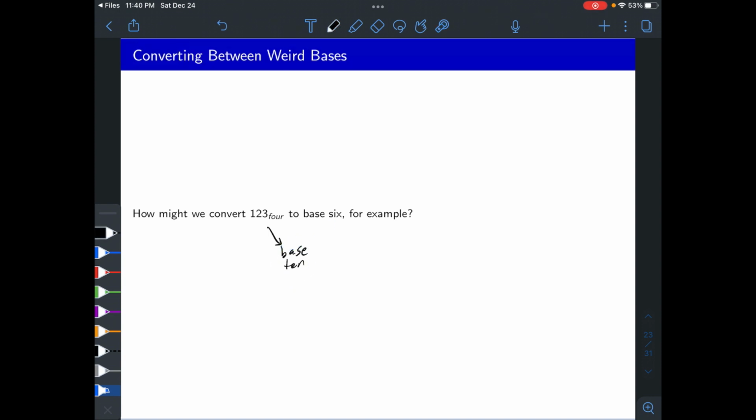Well, 123 base 4 is equal to 1 group of 4 squared plus 2 groups of 4 plus 3 groups of 1. So this is 16 plus 8 plus 3, which is equal to 27.